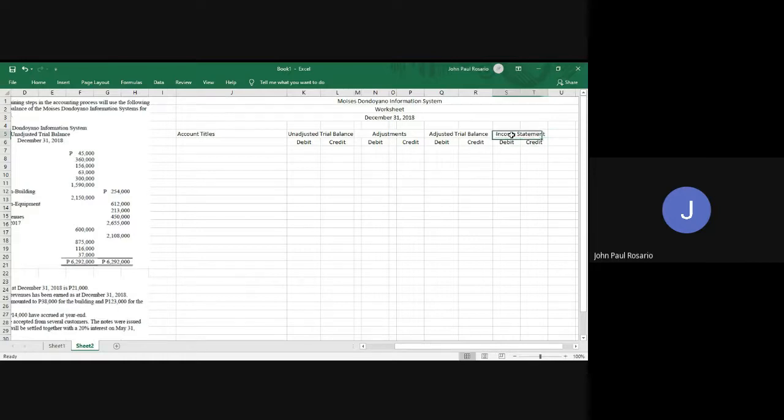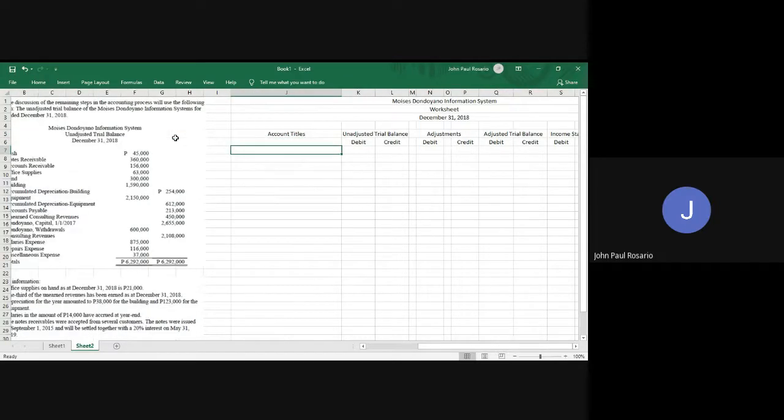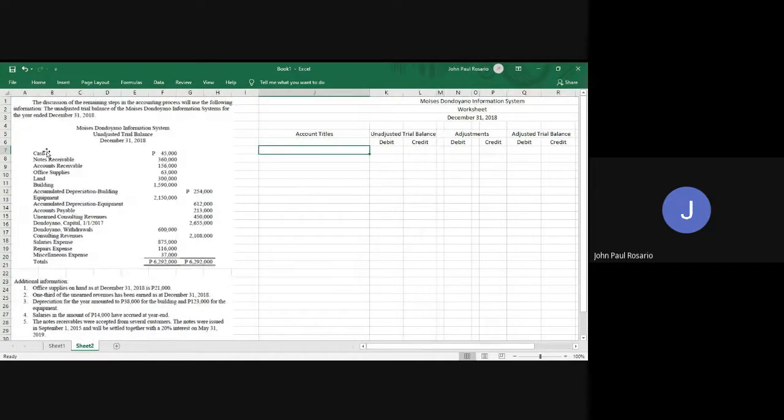And then, lastly, naa diay tayo ang balance. Okay. So, diri ninyo makita ang kagwapa sa worksheet, no? Because it will help us later on how to prepare our income statement and balance sheet. Okay? So, atong i-center ang account titles. Okay. So, for our account titles, atong kopyahon ang iyang pagkasunod sa atong unadjusted trial balance.